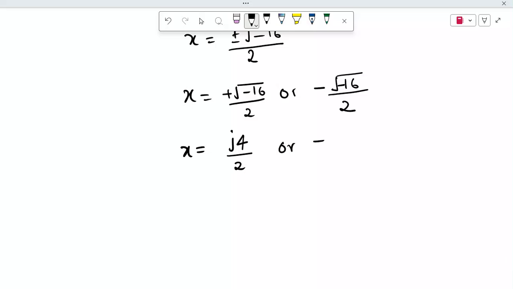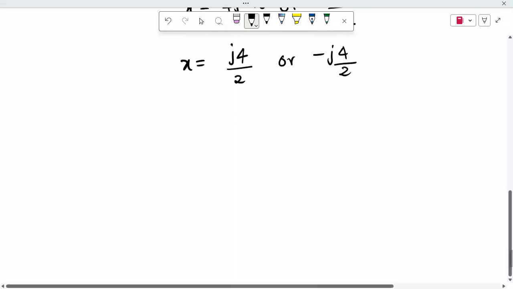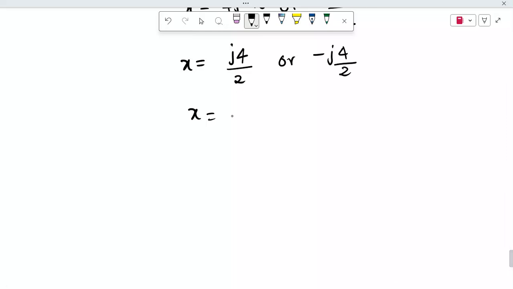The positive one, there's no need of even writing the sign, but for the negative you write it. Same applies to the other: square root of negative 16 will be j4 over 2. The square root of 16 is 4, but since it's a negative, we take it out with a j. So 2 into 4 is what? It will be 2. So this is 2j, or negative 2j. These are your possible answers for x.